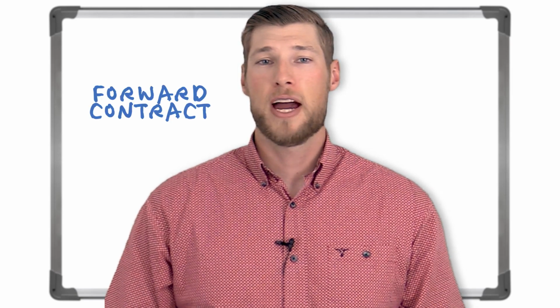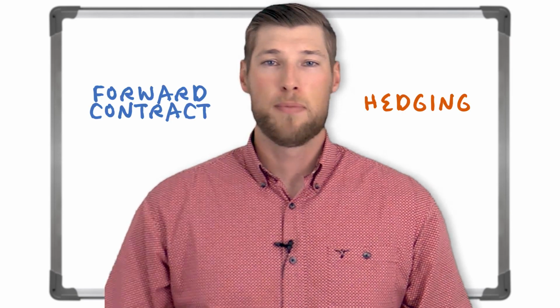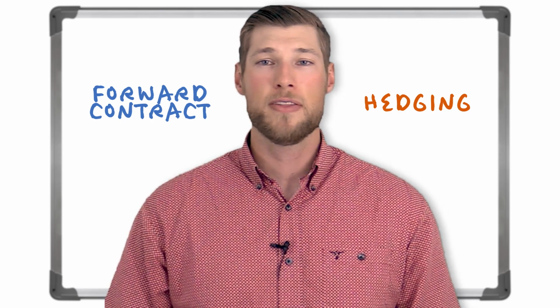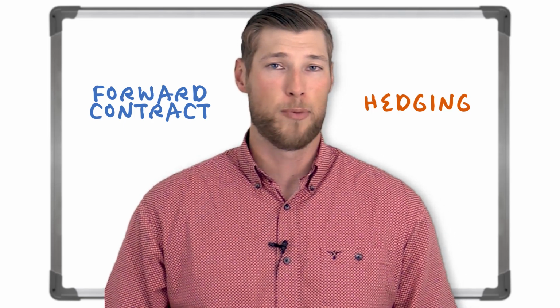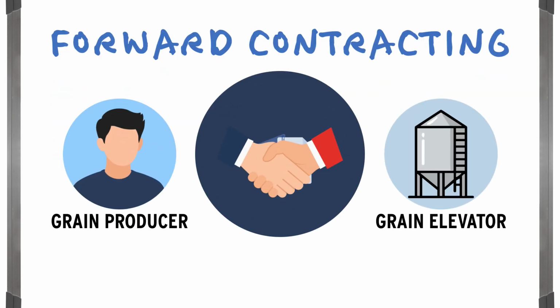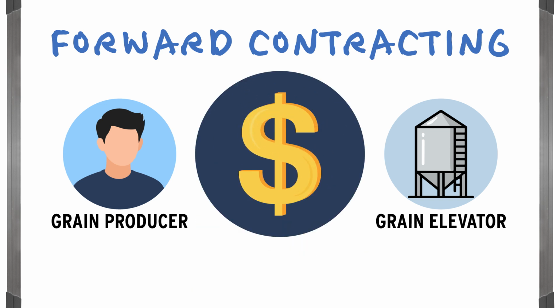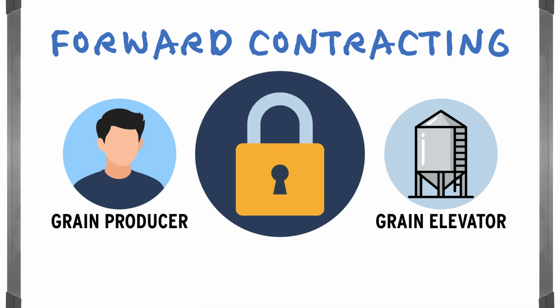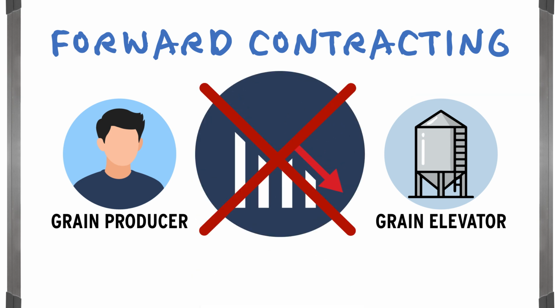In this video, we're going to be talking about forward contract versus hedging. Many producers tend to compare hedging in the futures markets to forward contracting, but there are some key differences to be aware of. Forward contracting can be explained by its name. Grain producers and elevators enter a contract to deliver grain in the future with a buyer at a given price. Producers can lock in a flat price with a grain elevator or an end user, eliminating downside risk.